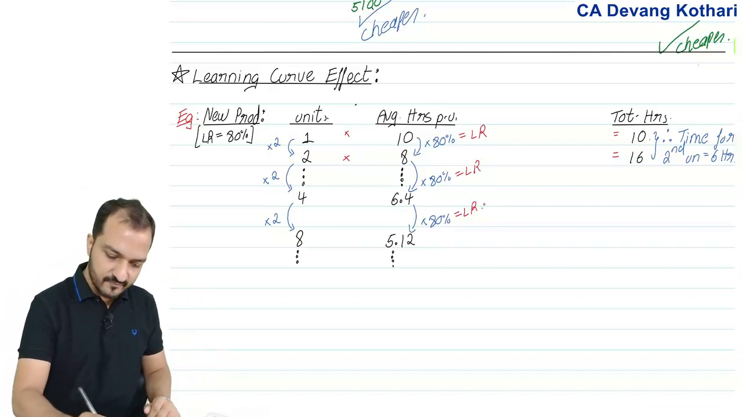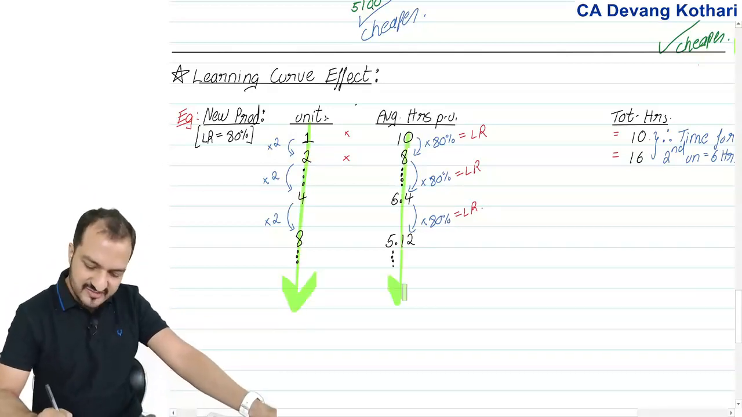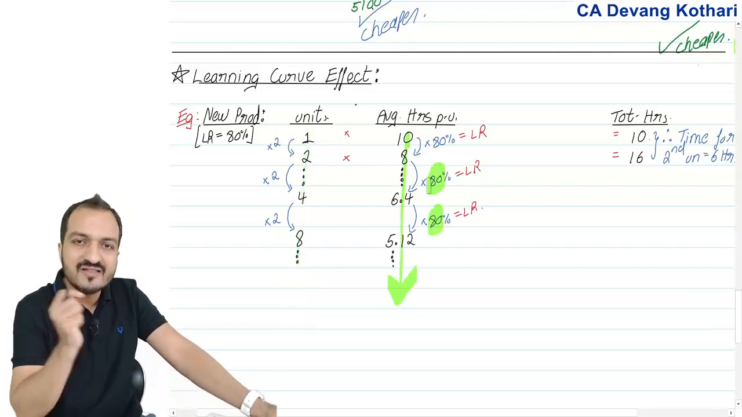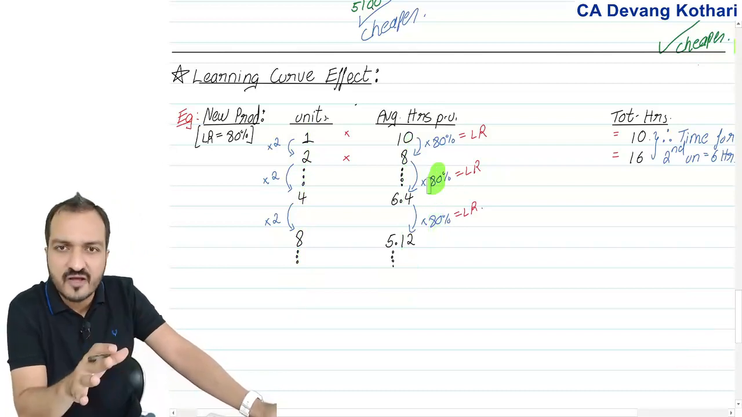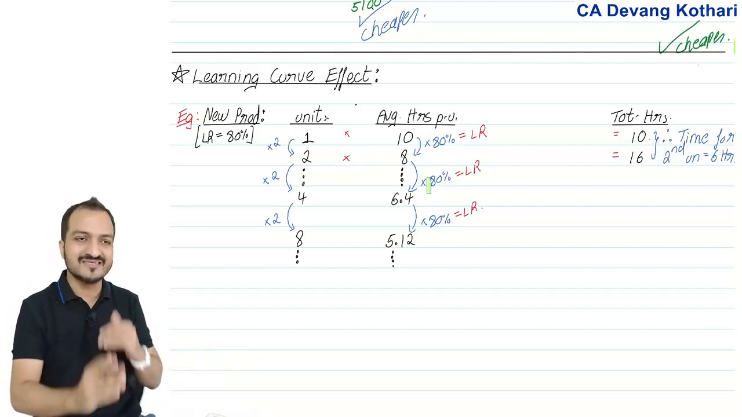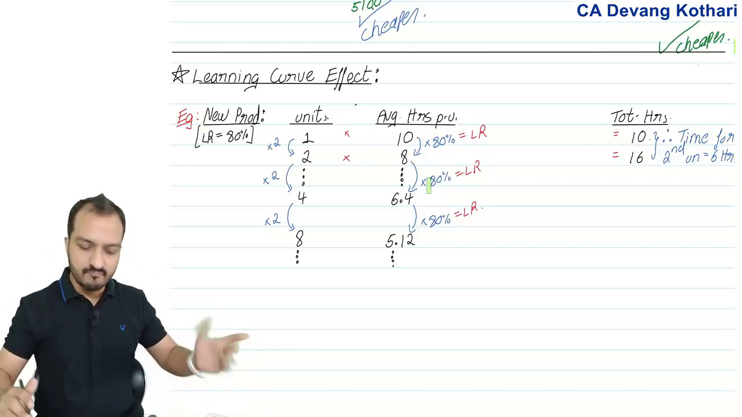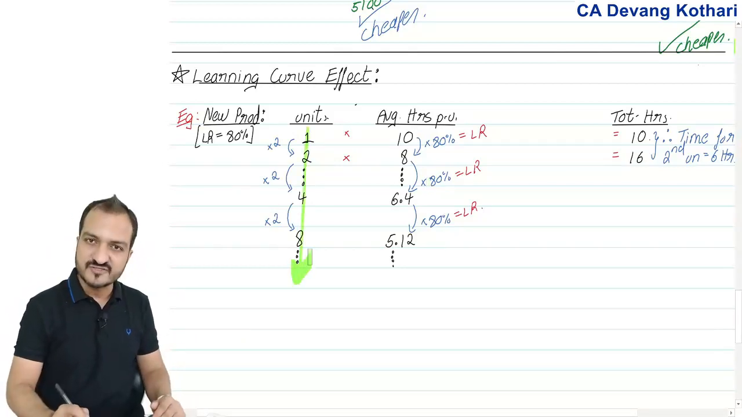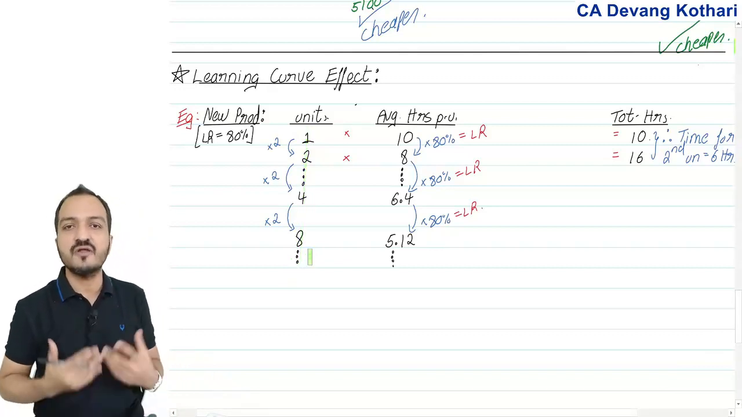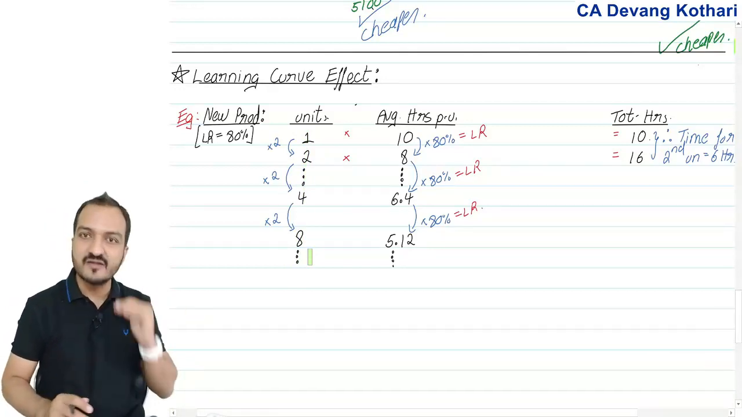Now, do you think that as you keep increasing the units, the average hours will keep getting lesser and lesser? Will you keep enjoying the effect of learning forever, for a lifetime? No, you will keep enjoying the effect of learning only while the product is still a new product. The moment it becomes an old and established product, after a certain number of units, there will not be any further effect of learning. The learning effect will stop at a certain number of units.